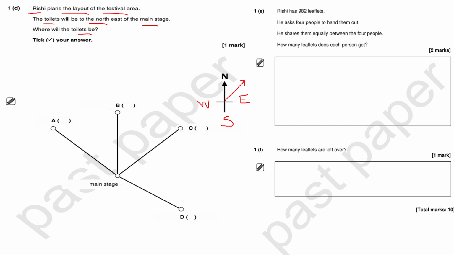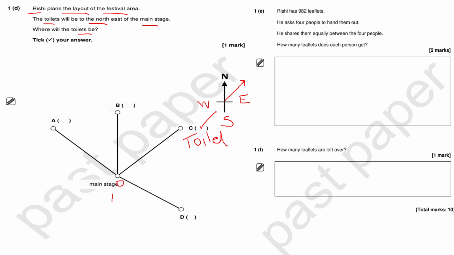The main stage, we're going to call that the origin. So looking for a diagonal, which is going to be C. So northeast of the main stage is going to be C. So that is where the toilets are going to be located.